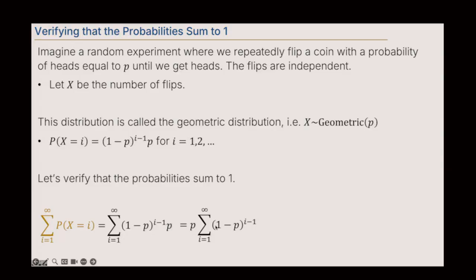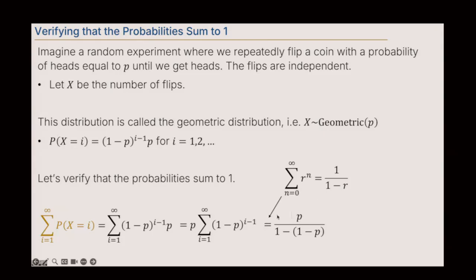I'm just going to pull it out. It has no dependence on i. So now we're summing up (1 minus p) to the i minus 1 from 1 to infinity. Here I'm going to use our little geometric series formula: if I have r to the n, and r is less than 1, this is going to be equal to 1 over 1 minus r. I don't actually have that condition written here, but r should be less than 1.